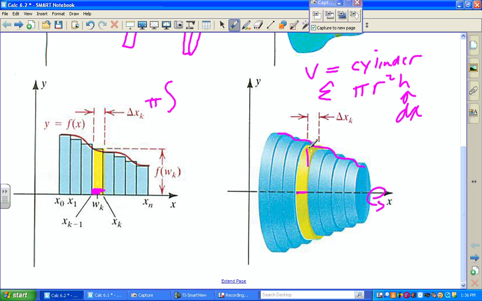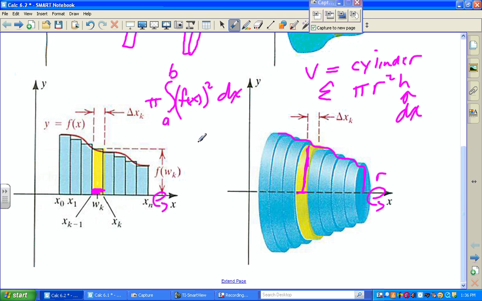So what does the function represent in my cylinder? Yeah, it represents the radius. So in order to find the volume of a solid rotated around the x-axis, it is going to be pi times the integral of f of x squared dx from A to B.